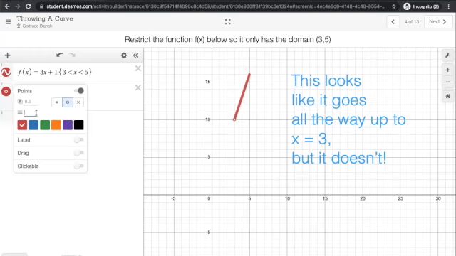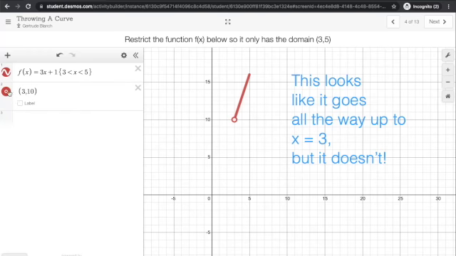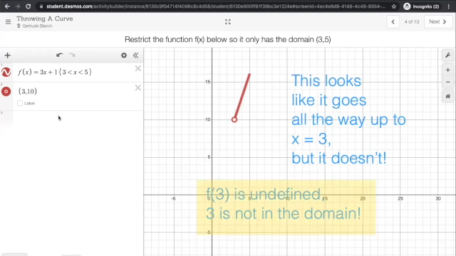And then since that was thicker, maybe I'll make this thicker. So you can change your dot setting to be open to show that f of 3 is undefined, that 3 is not in the domain. Desmos knows this, by the way. If you ask it what f of 3 is, it'll tell you it's undefined.